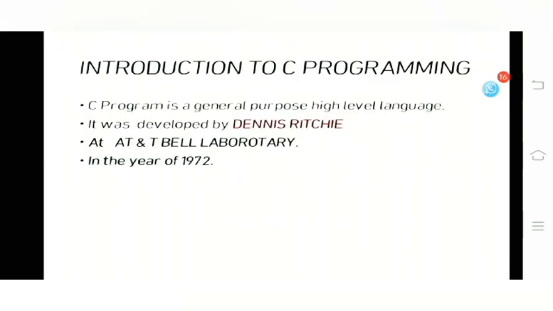Introduction to C programming. C is a general purpose high level language. It was developed by Dennis Ritchie at AT&T Bell Laboratory in the year 1972. C was derived from the B language to overcome the limitations of B. Likewise, C++ was also developed to overcome the limitations of the C language.